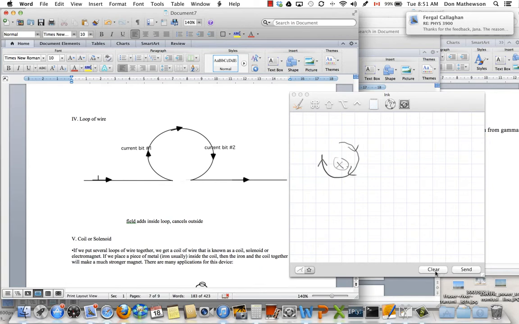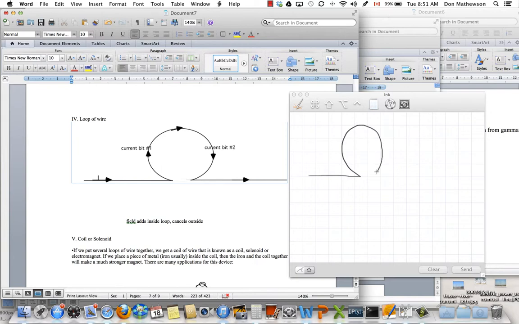Next, let us now take that wire and bend it into a loop. Now we see that there's current going to the left here. So take your right hand, point your thumb in the direction of the current, and observe the curl. You should see the curl is coming down in the front, like that.